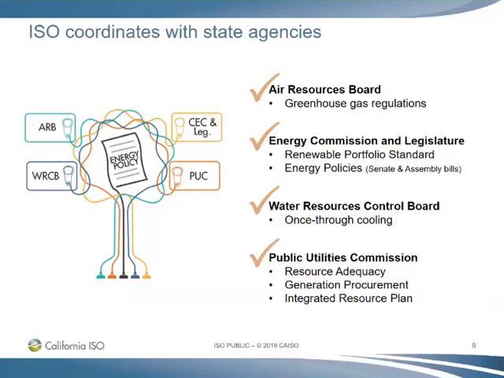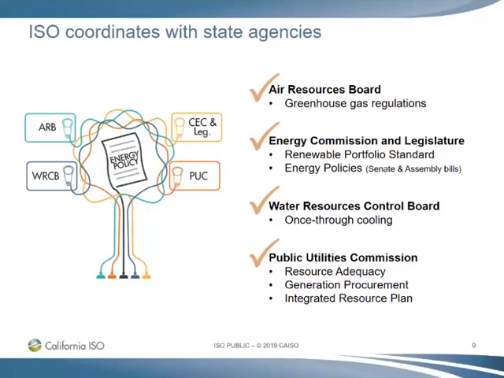The ISO works with the Public Utilities Commission on resource adequacy and generation procurement. The CPUC implements and administers RPS compliance rules for California's retail sellers of electricity, which include large and small investor-owned utilities, electric service providers, and community choice aggregators. The CPUC adopted a resource adequacy, or RA, policy framework in 2004 in order to establish and ensure the reliability of electric service in California.